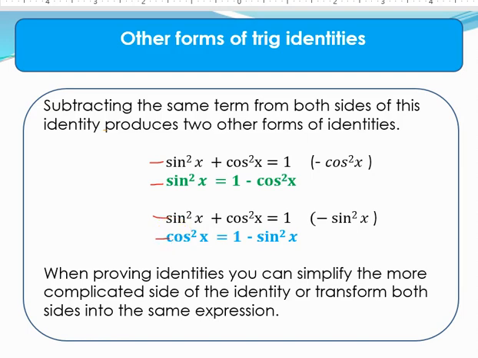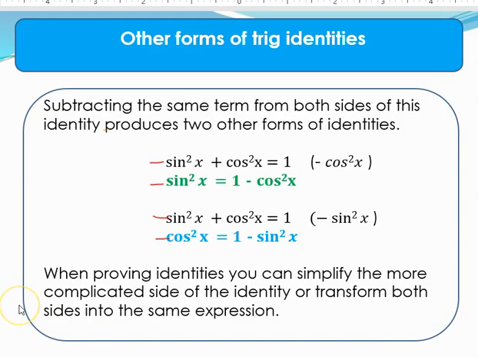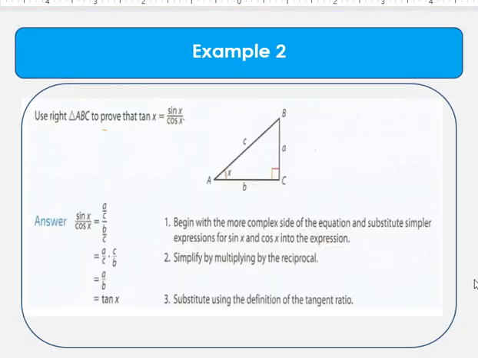So on the last slide, this is your first identity, this is identity 2, and this is identity 3. They're all the same, but they're used for different purposes and different information that you might have. So in proving identities, you can simplify the more complicated side of the identity or transform both sides into the same expression. And let's see what that looks like.